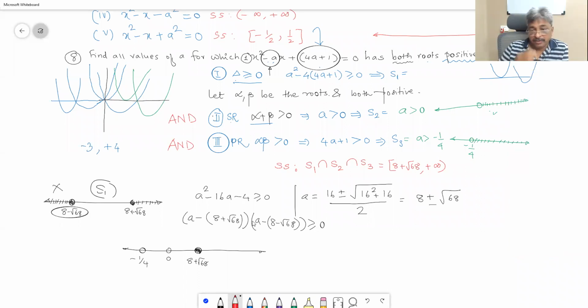Okay, small variation. Find all values of a for which the same quadratic equation has both roots negative.